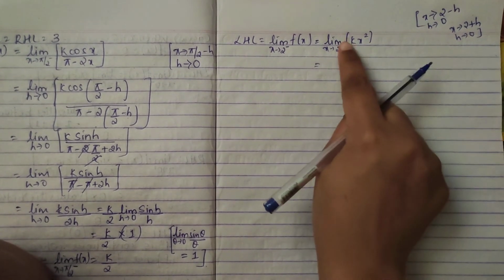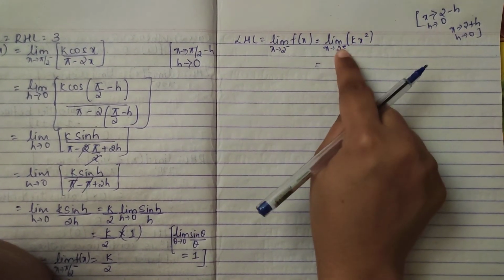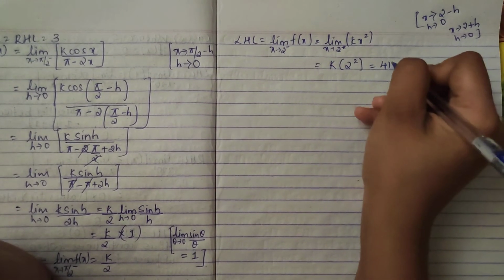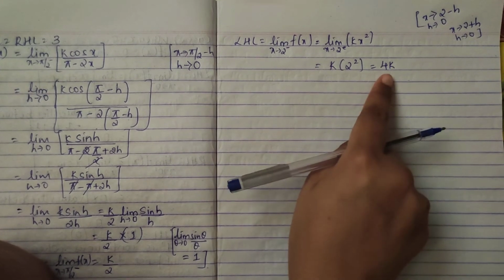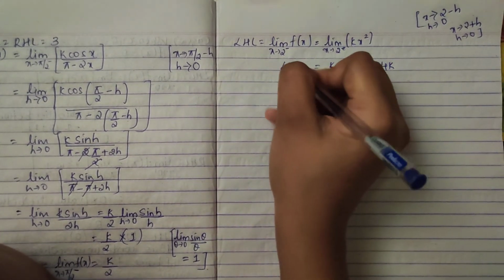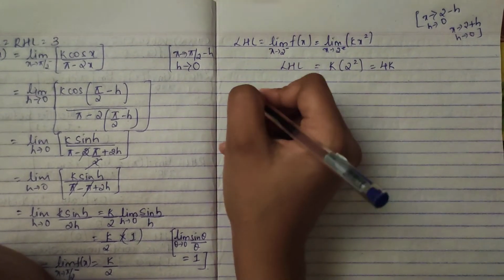So, moving further, kx square, in place of x what do I substitute? 2. So, this becomes 2 square, so this becomes again 4k. So, f of 2 and your LHL both are the same, so I can't equate them, right? So, I have to go for RHL also. I will check for RHL too.